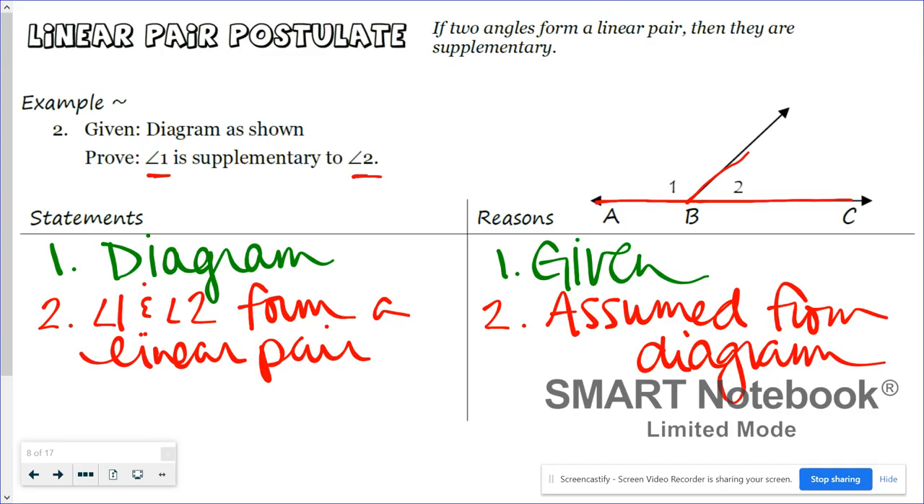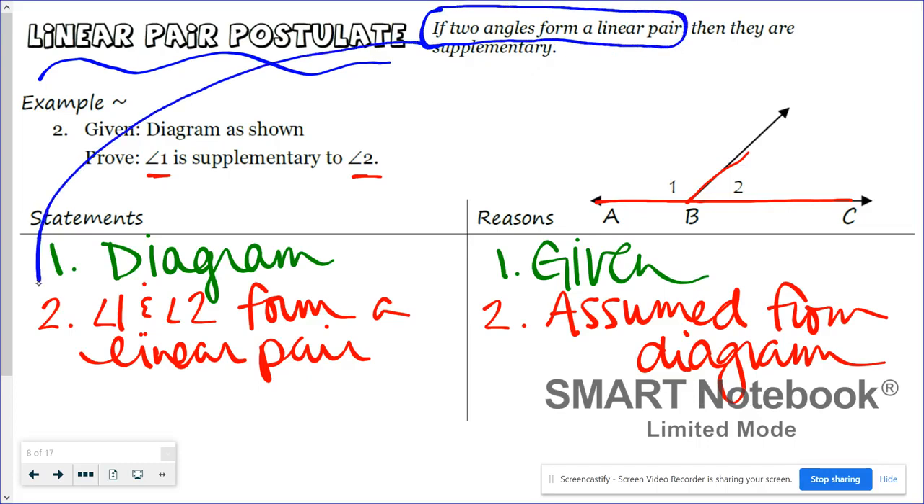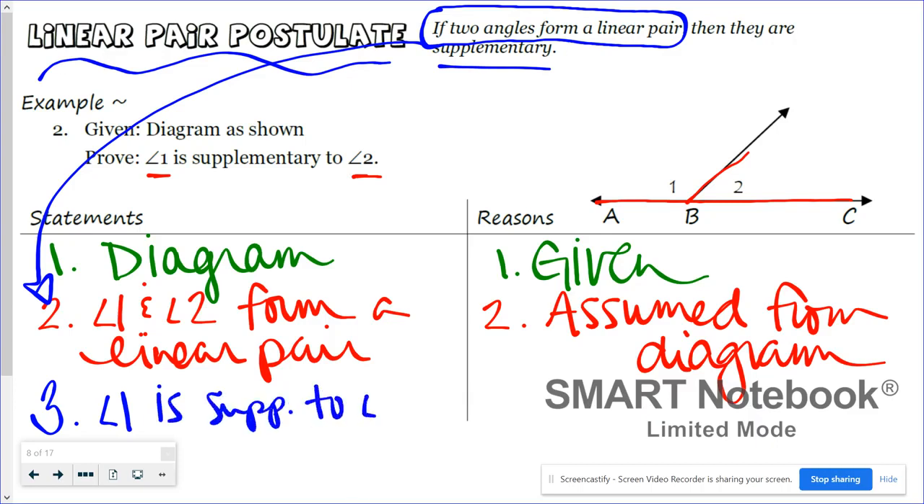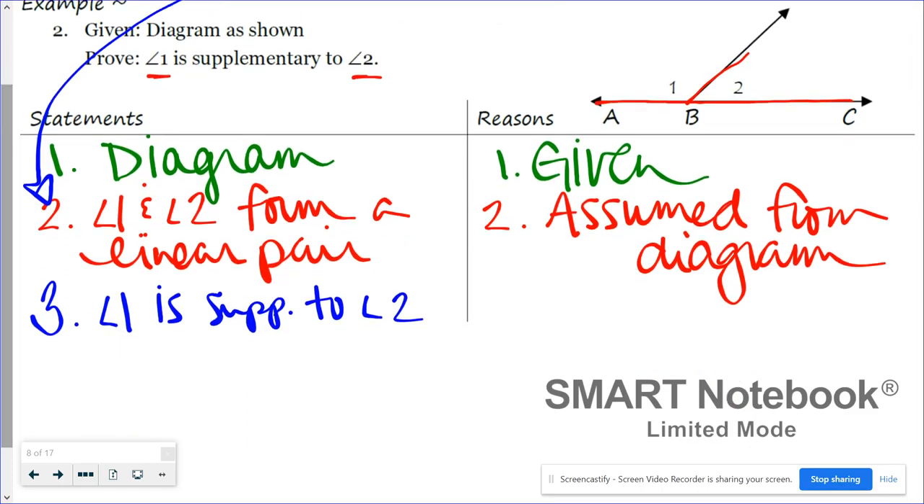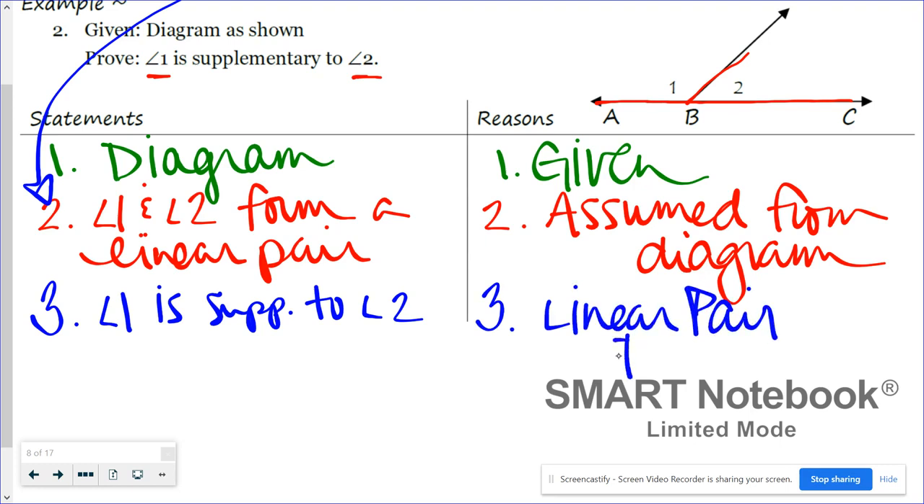Now remember, my goal is to prove that angle 1 is supplementary to angle 2, and both angles 1 and 2 are a part of my proof. The linear pair postulate says if two angles form a linear pair, and notice that's what we have stated in step 2. Do you know what that means? That means in step 3, we can say that they are supplementary. So angle 1 is supplementary to angle 2, and my reason for that is the linear pair postulate. So the linear pair postulate is how we are going to prove that two angles are supplementary in this section.